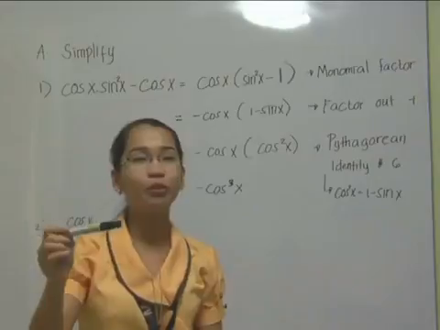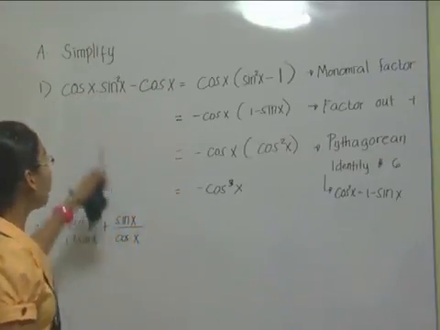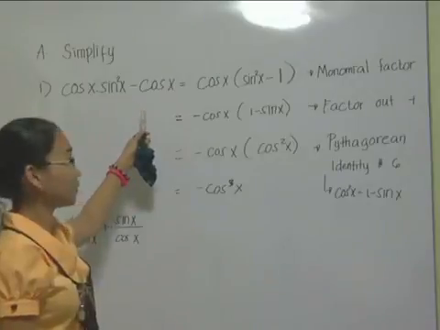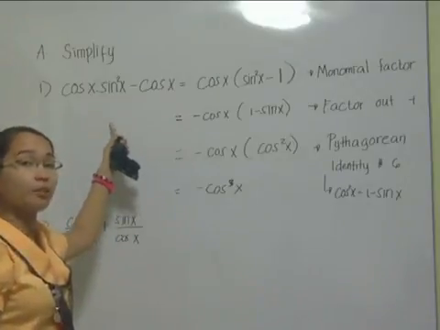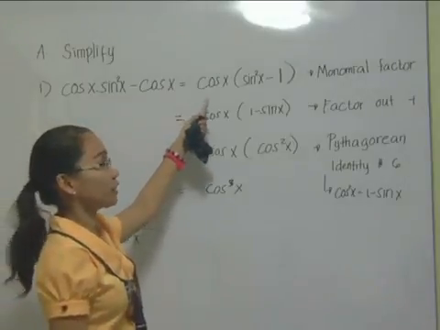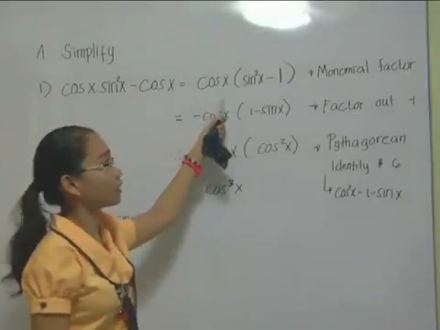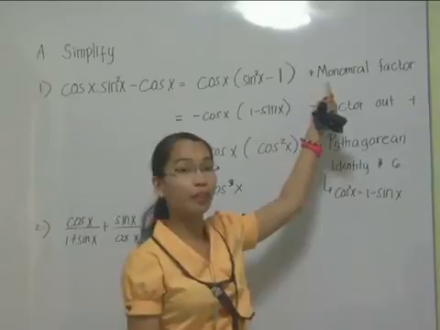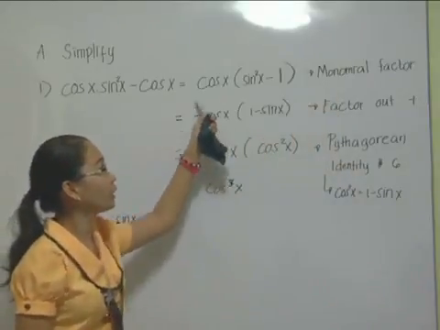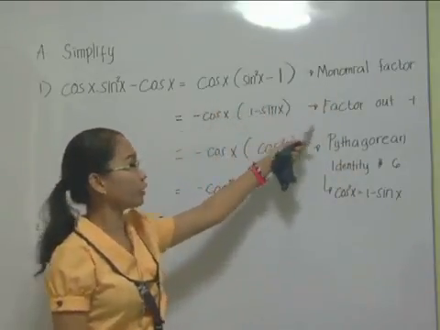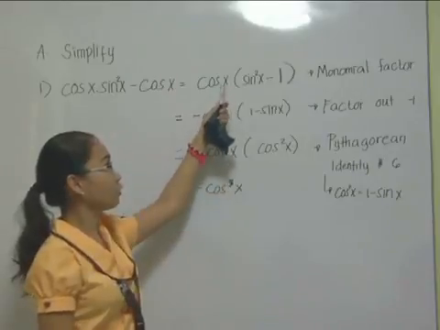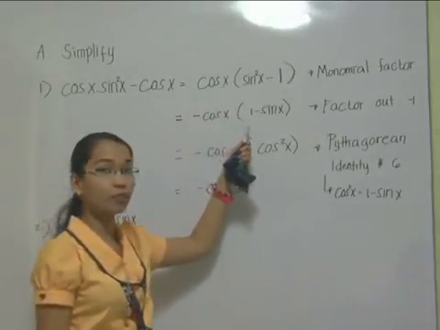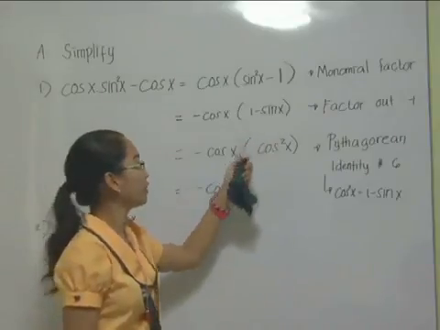Let's have example number 1. Cosine x times sine squared x minus cosine x. By this expression, we can factor out the cosine x: cosine x times sine squared x minus 1. That is through monomial factor. Then, by this expression, we can factor out negative 1. Then it will become negative cosine x times the quantity of 1 minus sine squared x.